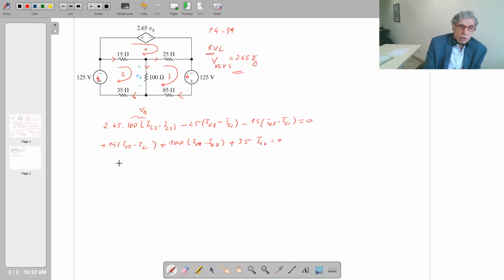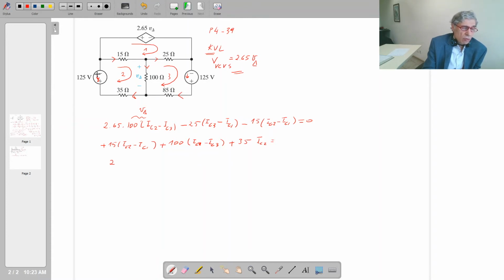So for this one, same direction, 25 times, not equal to 0, so I made a mistake, sorry, let me make it correct. So in this loop, I've got this Vs, and the direction is opposite. If I write the voltage on the left-hand side, I'm going to write minus 125, because I am writing Kirchhoff voltage law equations.